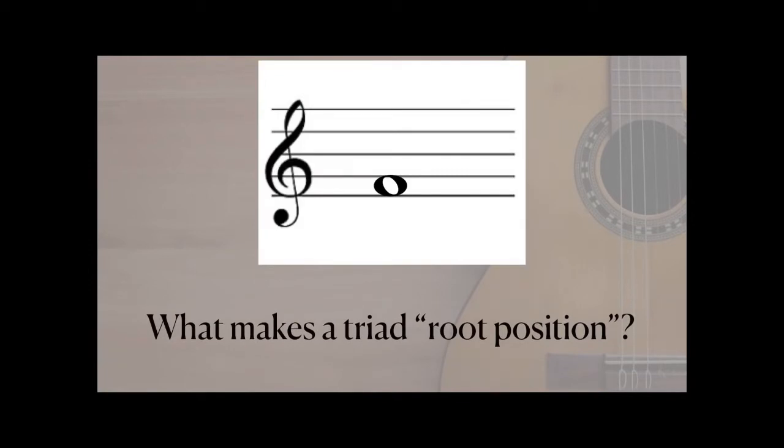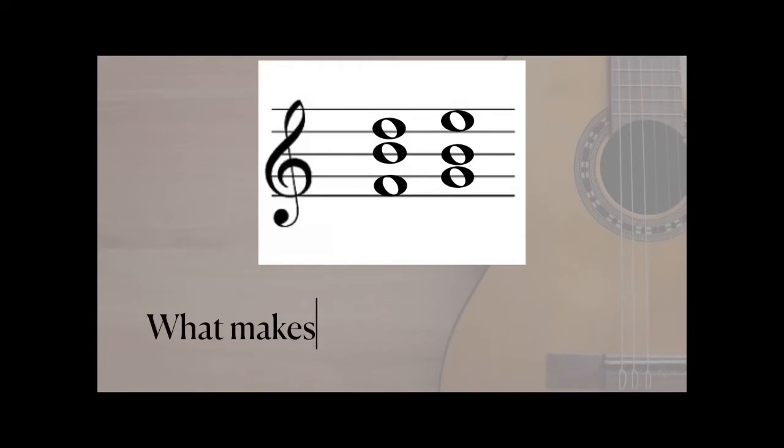What makes a triad root position? That's a great question. In order for a triad to be in root position, it will need to show up on the staff as space, space, space, or line, line, line. When we move the pitches so that you have space, line, line, or line, line, space, it's no longer in root position.